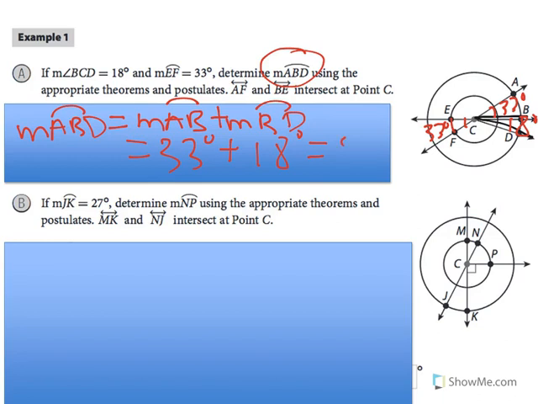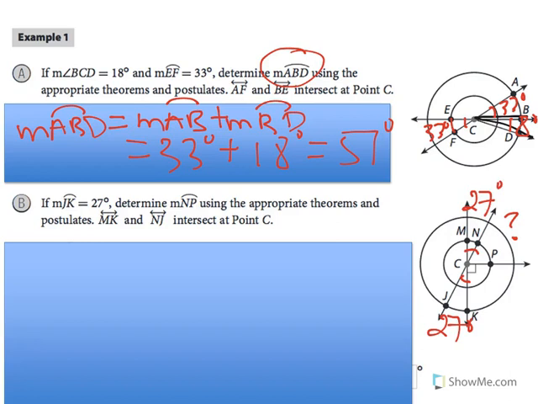So this gives us 51 degrees. Right, let's go on to example B. We're given that JK is 27, so this is 27 degrees. That means the angle is also 27 degrees. And these two angles are vertical angles, so that's also 27 degrees. And so we are to determine the measurement for NP. So we're looking for this measurement here using the appropriate theorem and postulate.